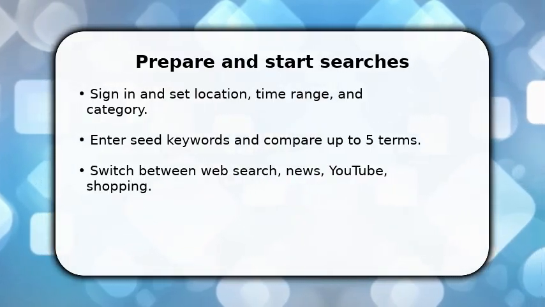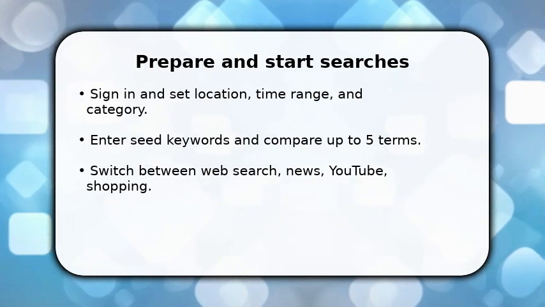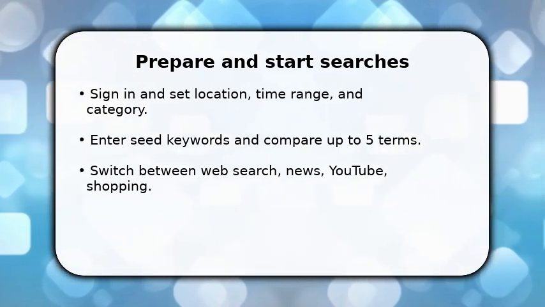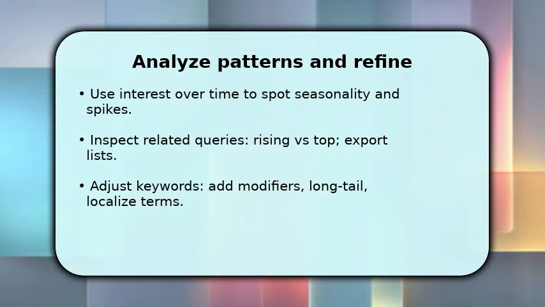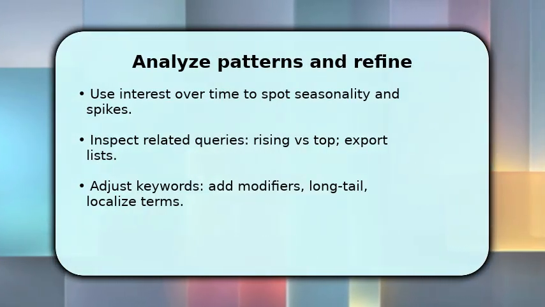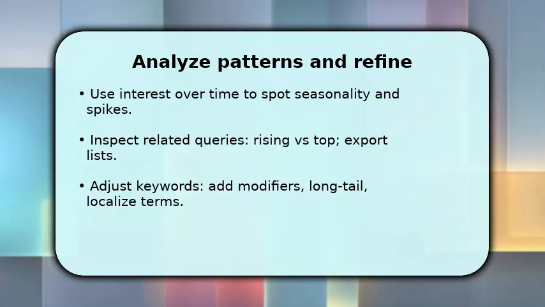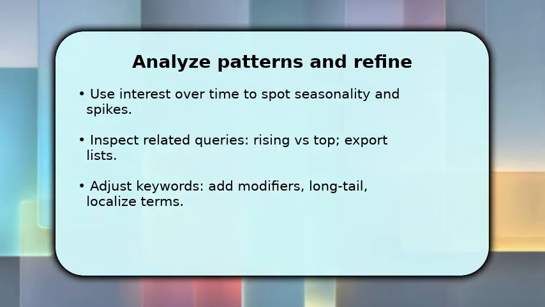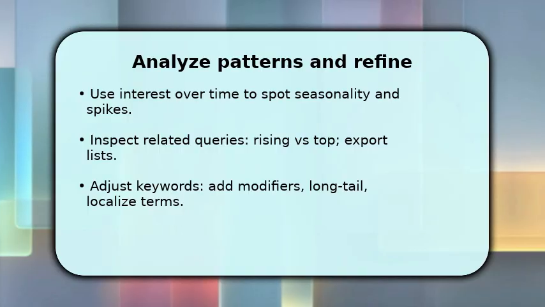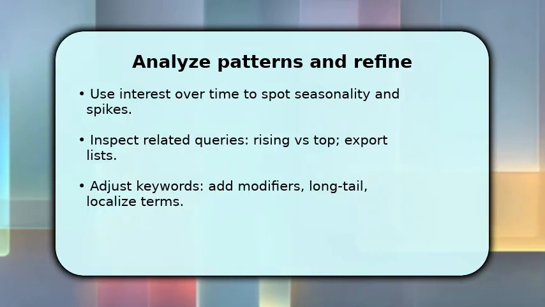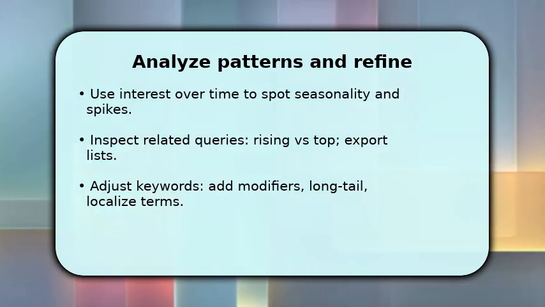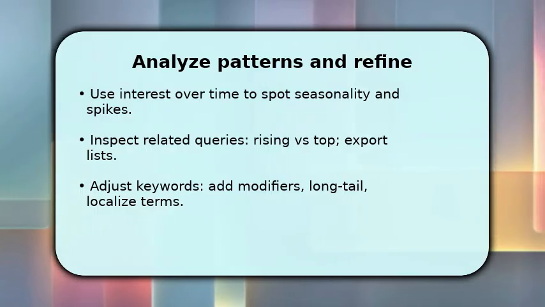Now observe relative interest and rising queries shown on the right. You'll read the interest over time chart to spot seasonality and short-term spikes. That tells you when demand peaks. Then dive into related queries, comparing rising versus top to find breakout terms you didn't think of. Make sure to export or copy those lists. They become your keyword expansion bank.